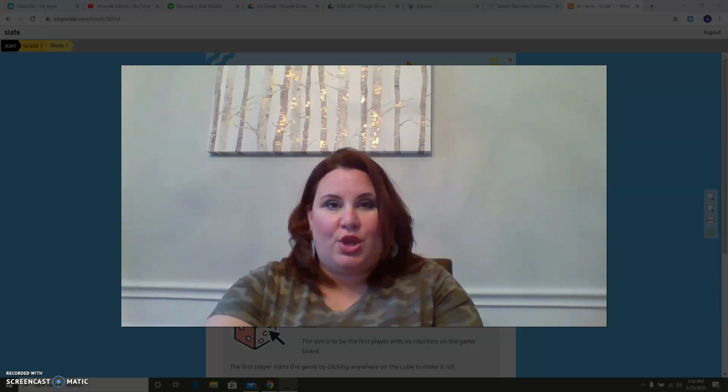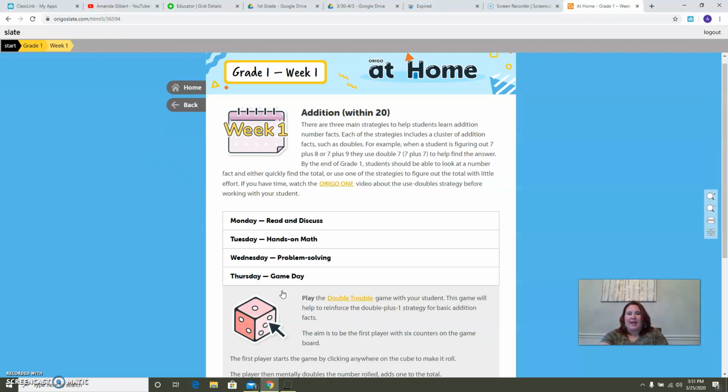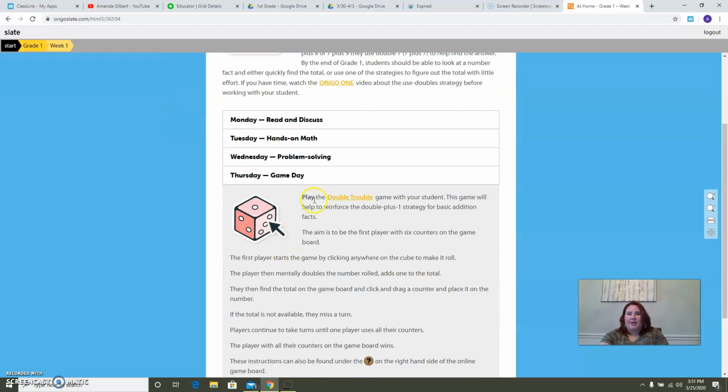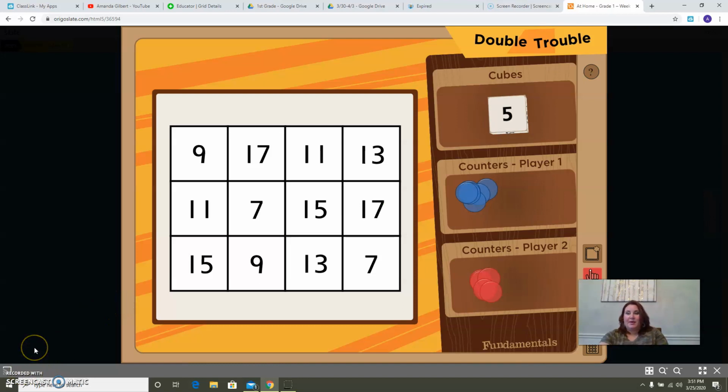So let me show you how you get to this game. In the email that your mommy and daddy got, there's a link and it will take them to this page right here. They're going to click on Thursday game day. And right there it says double trouble. It also has all the directions right there if you want to read those. But I'm going to show you anyway. So let's click on double trouble.